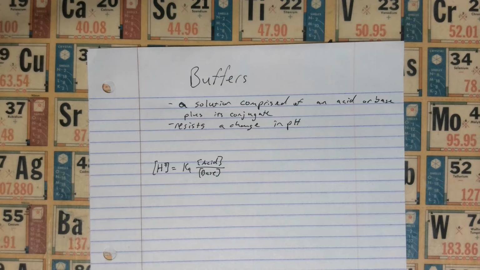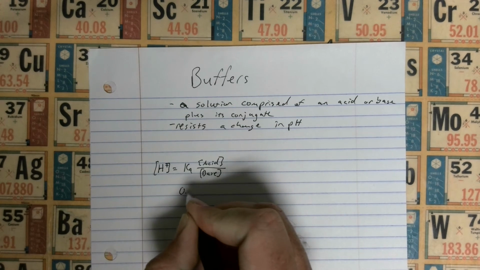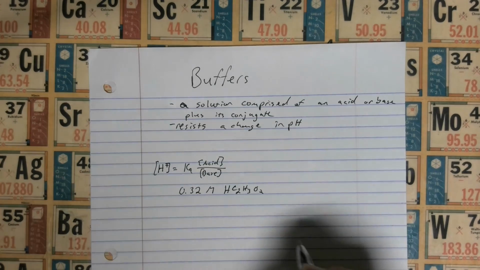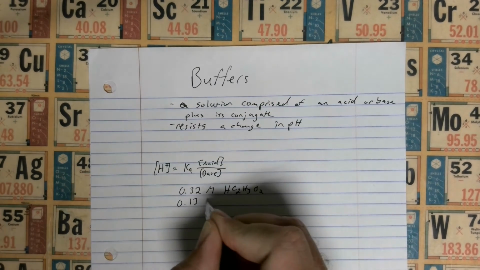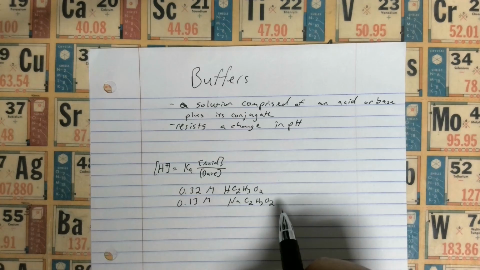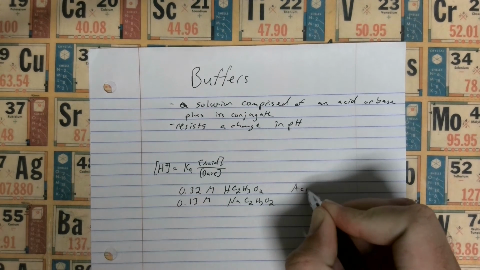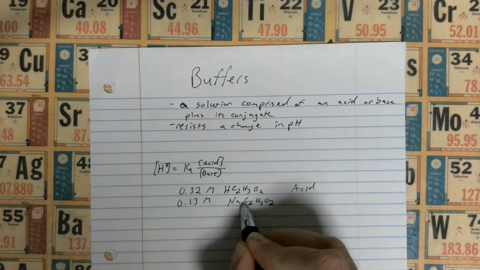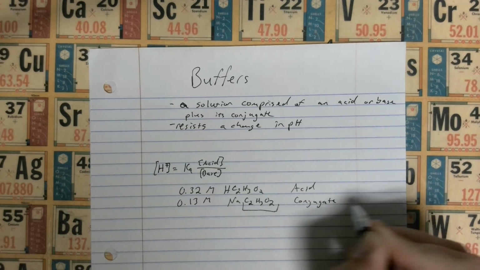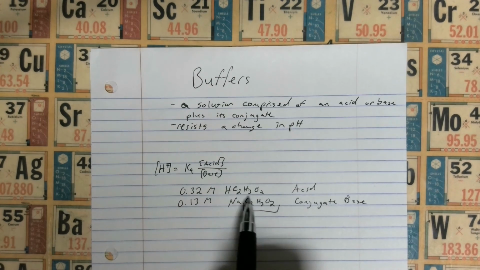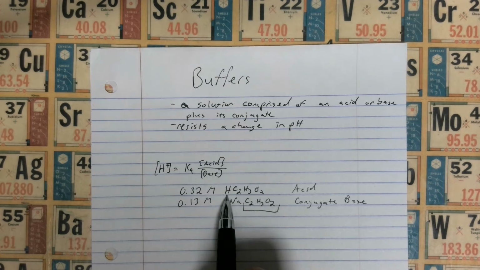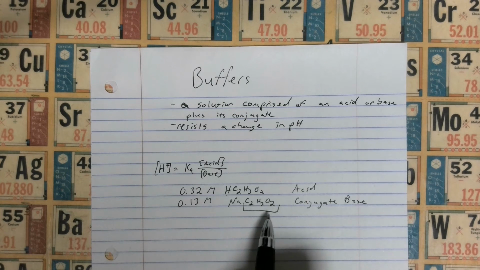It says, what is the pH of a buffer that is 0.32 molar acetic acid and 0.13 molar NaC2H3O2, so sodium acetate. In this case, this is our acid, right? And this right here would be the conjugate base, the acetate. Because if you think about it, the acid is going to donate this H, and what's left after it donates the H is acetate. So that's our conjugate base.